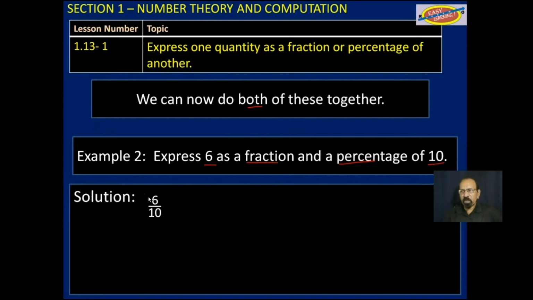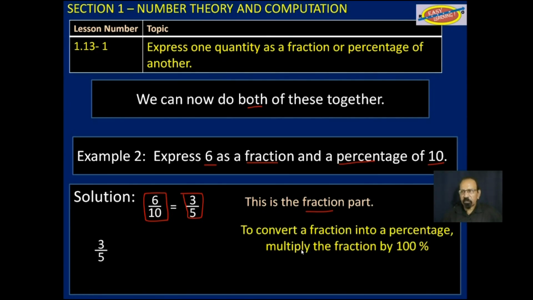Well, 6 as a fraction would be 6 over 10. We can reduce that to 3/5. That's the fraction part. We can then convert that fraction, either one, into a percentage by multiplying by 100%. So 3/5, or you could take 6/10 if you like, multiply by 100%, and you get 60%. So the answer is 3/5, that's the fraction part, and 60%.